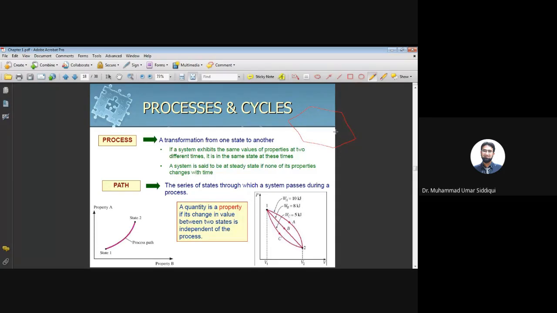Okay. So multiple processes occur when any parameter of the state changes, let's say temperature, pressure, or more than one parameter of the state are changing. So from state one to two, we say a process is occurring. And if you have multiple processes occurring, until a time comes that it returns back to the same state from where it started, then we say this is a cycle. Do you understand the processes and cycles? Yes, sir. Okay.